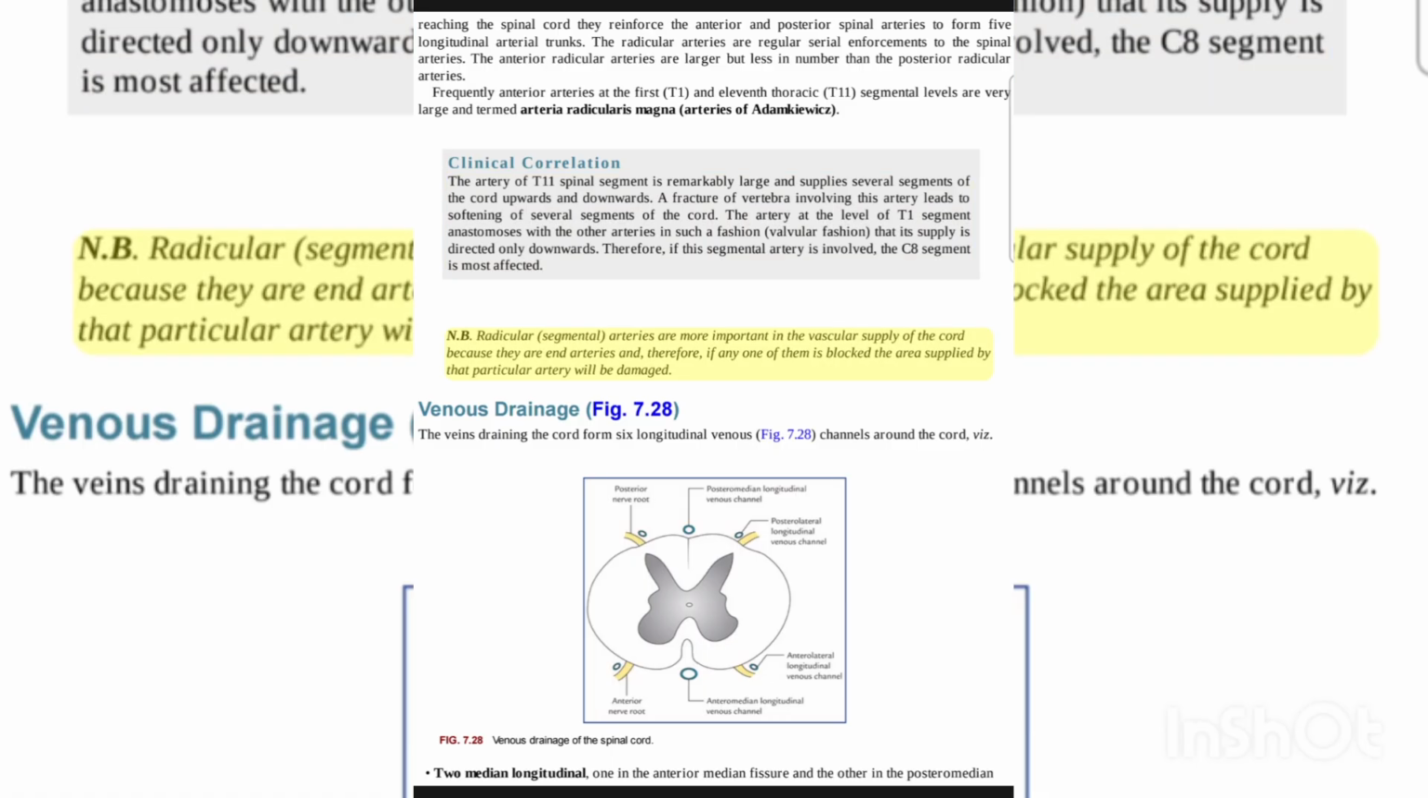Nb. Radicular, segmental, arteries are more important in the vascular supply of the cord because they are end arteries and, therefore, if any one of them is blocked, the area supplied by that particular artery will be damaged.